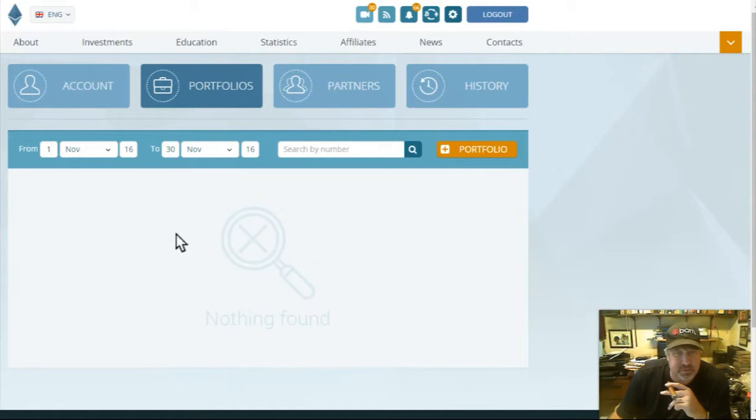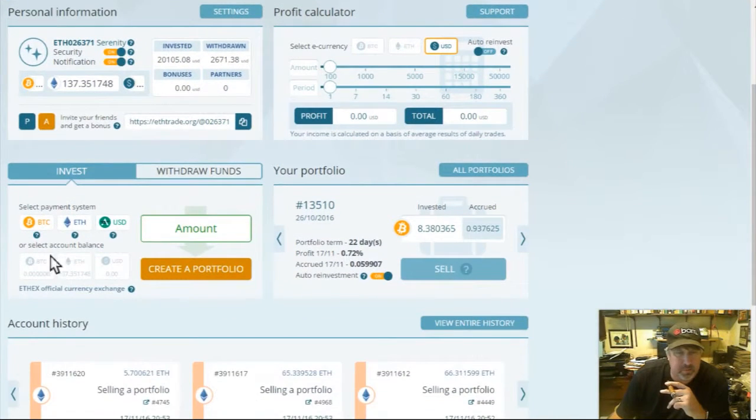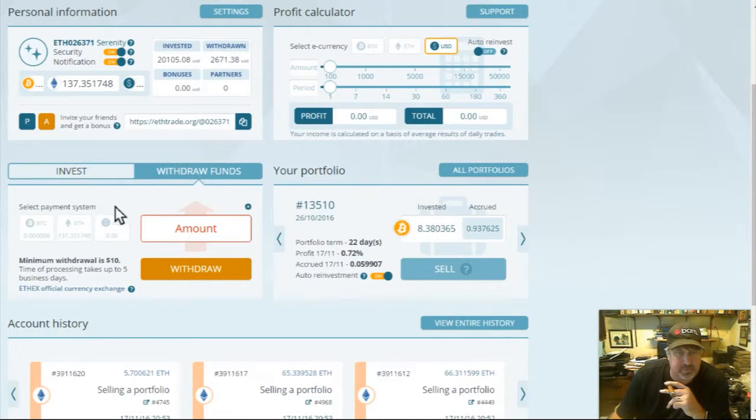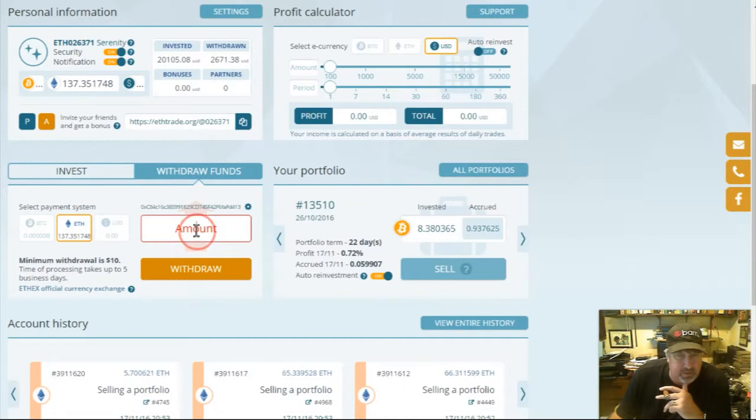So that's now sold all three of our remaining Ethereum portfolios. If we go to account, we should see, if we go to withdraw, that total amount in there, 137, which is what I had calculated. That's correct. And my withdrawal limit is $2,000 per week. Ethereum is really weak right now. It's $10 per coin.